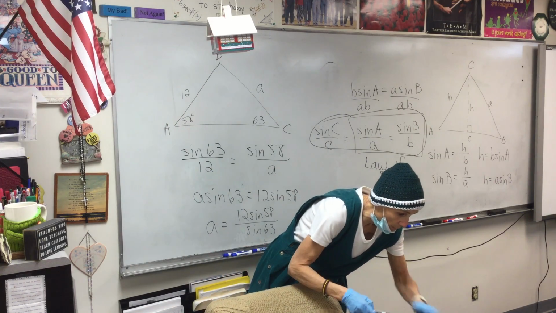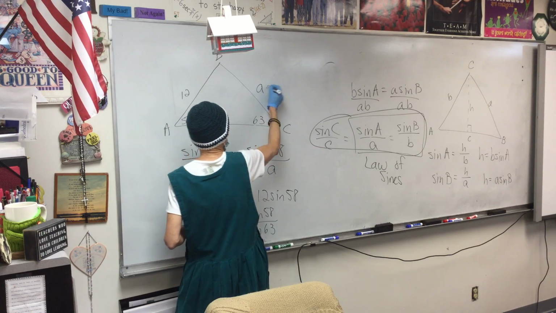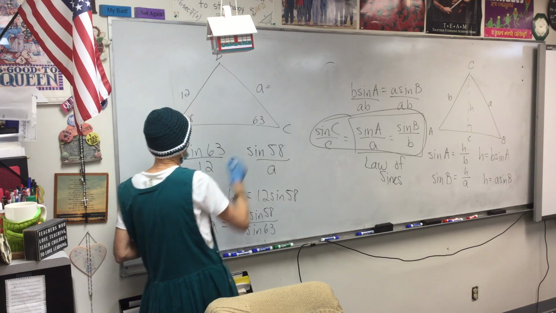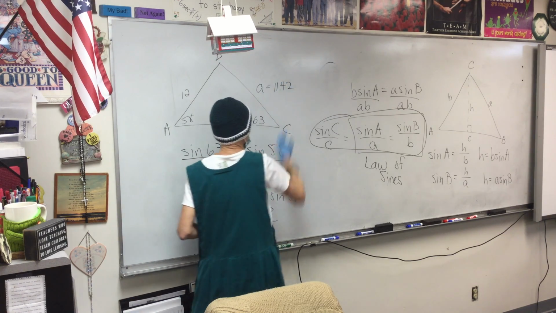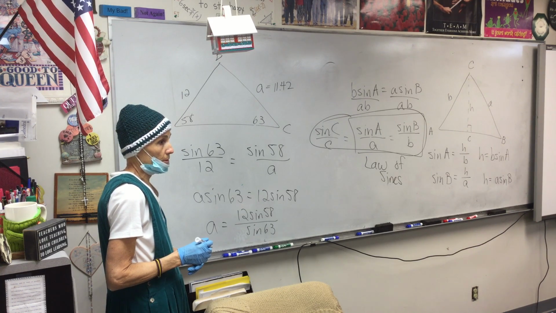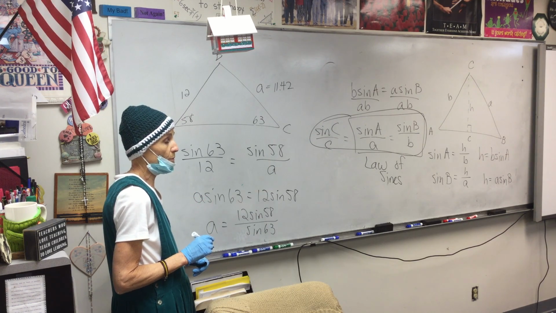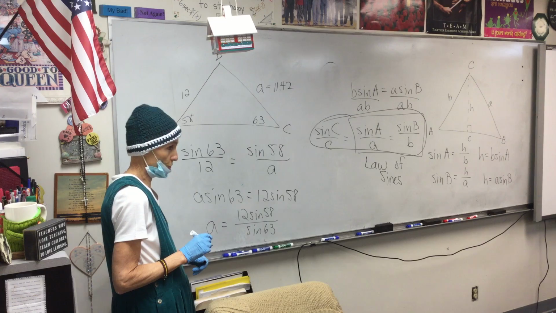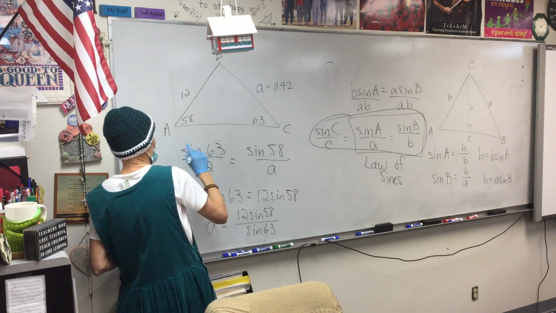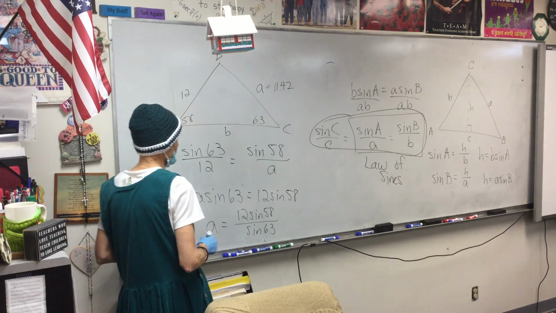What did you come up with for side A? 11.42. Everybody getting that? Okay, by the way, if we do not have a calculator with us, we will be dead in the water. So we need to make sure we have a calculator. All right, now we're not done. Remember, we're solving the triangle. So what would you suggest we do next?